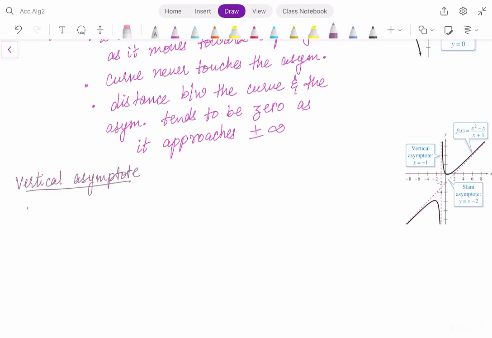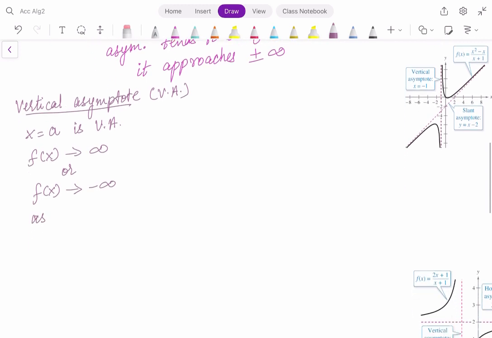When we are talking about the vertical asymptote, we are talking about x equal to some value, because a vertical asymptote implies that x has some value and I will be sketching a vertical line. That is the meaning of vertical asymptote. On an x value, we will have a vertical line. So f of x approaches infinity or f of x approaches negative infinity. It depends whether we are approaching the asymptote from the right-hand side or from the left-hand side. As x approaches a from the right or from the left, that will define the height of the function, which is nothing but f of x.